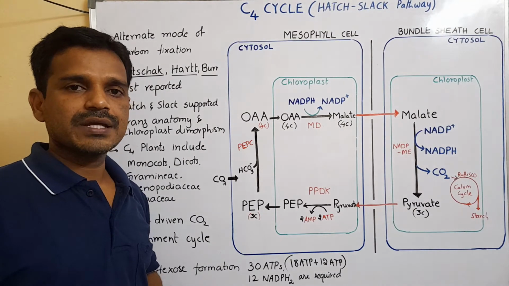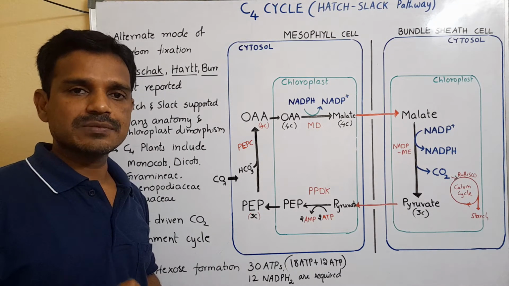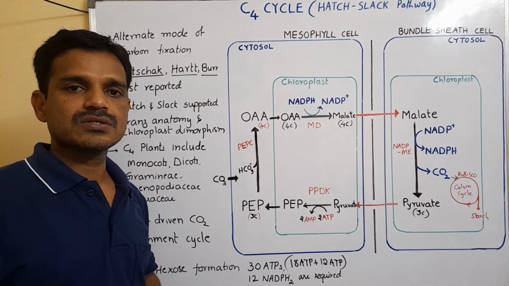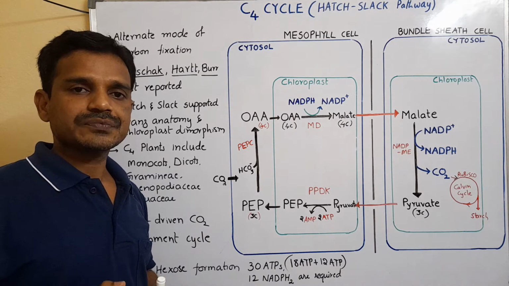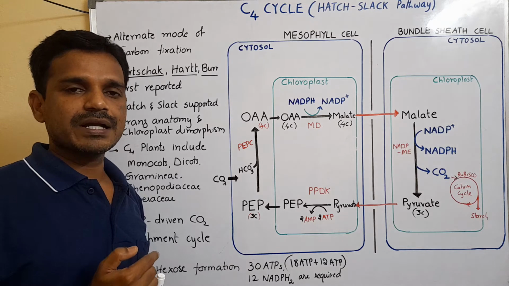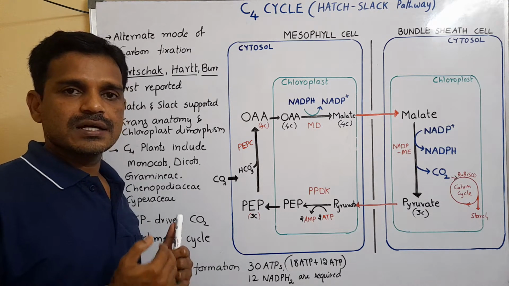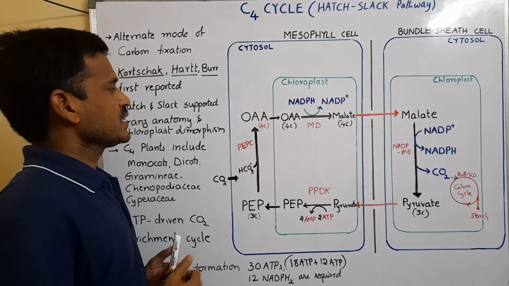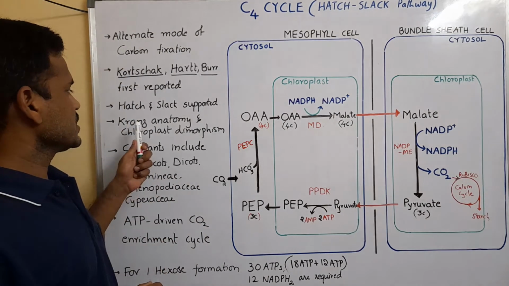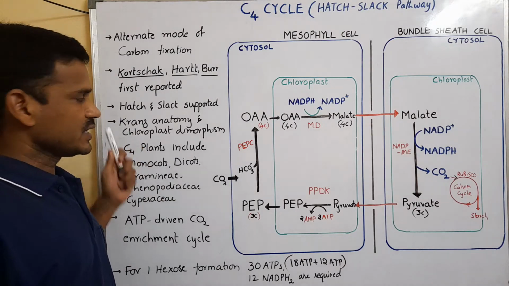Kranz anatomy means Kranz is a German word that means wreath. So the wreath is nothing but the bundle sheath. The bundle sheath is like a wreath. So in C4 plants, the vascular bundle is covered by a bundle sheath. The bundle sheath is like a Kranz or wreath.